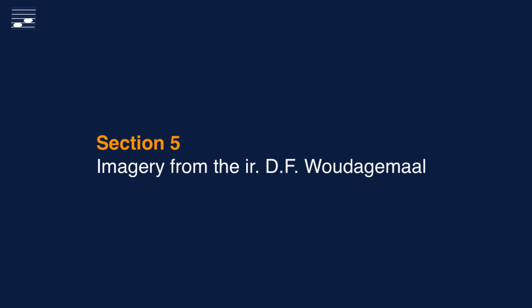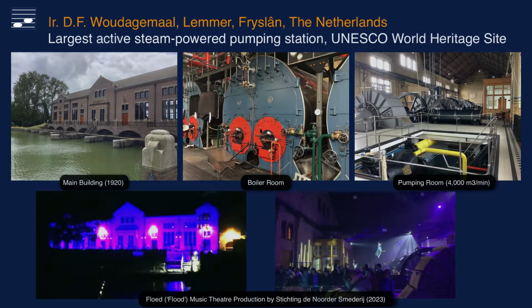Wrapping up this 3-part series, allow me to take a sidestep and explain where the thumbnail and title page background image for these episodes came from. Top left is the main building of the Woudagemaal pumping station in the Friesland province of the Netherlands, originally built in 1920 and now a UNESCO World Heritage Site. It is named after its designer. It's the largest still active steam-powered pumping station in the world.